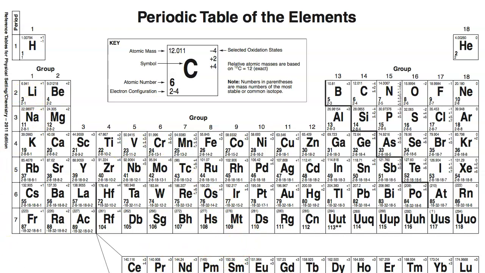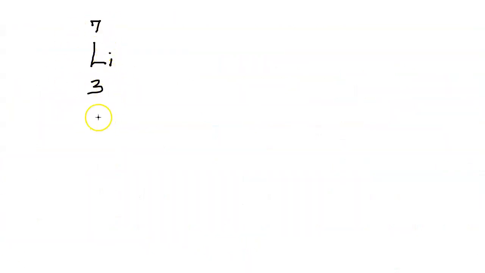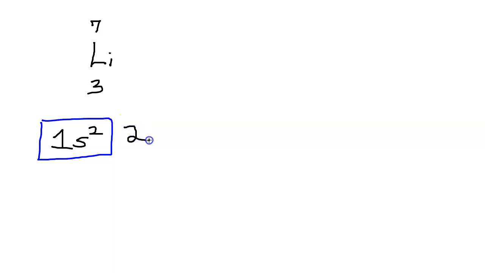So let's go back. For lithium, the configuration is 1s2. The first 2 electrons fill the first energy level, and we say it's filled. But now it's got a third electron. Where does that go? Well, it has to fill the second energy level, n equals 2. We start with another s, and that'd be 2s1.